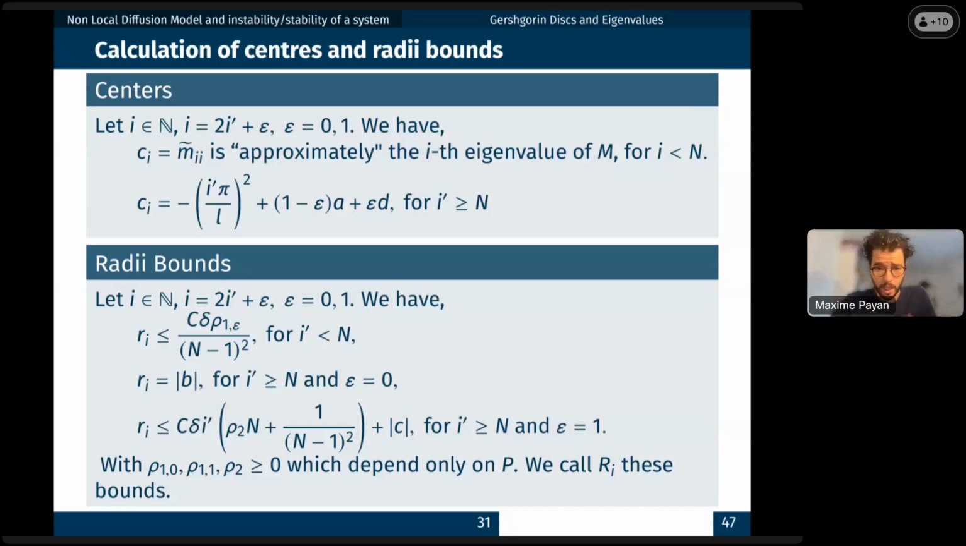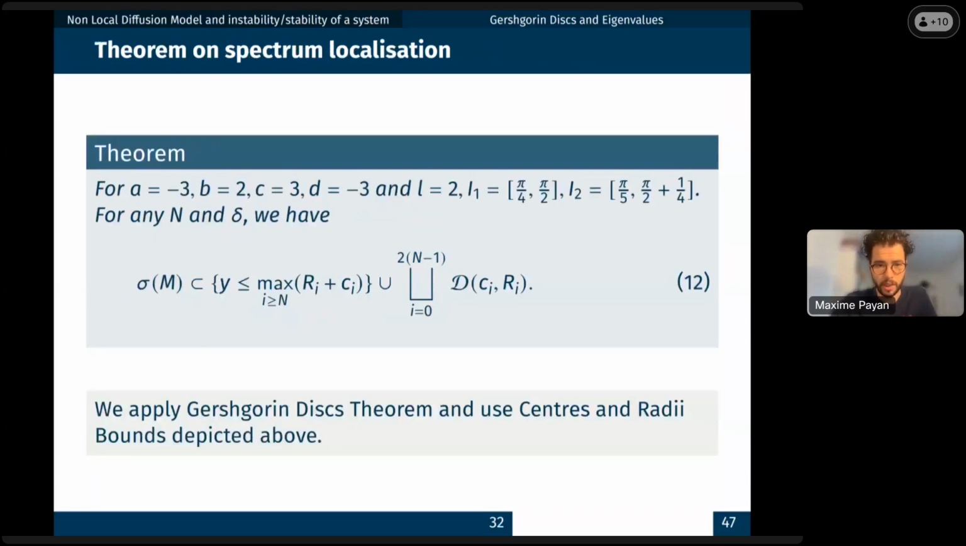So now I will apply the Gershgorin theorem with those centers and radii bounds, and we get this. For the parameters fixed, we have for any n and delta, the spectrum of M is included in the half-plane where we have the maximum of the radii bounds plus the centers. Okay, it's on the left part of the plane, and the union of the disks. Maybe they are disjoint. We expect this.